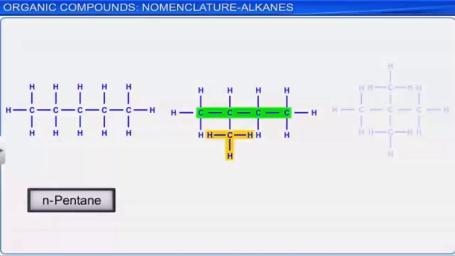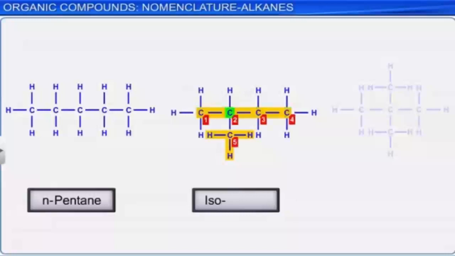If the carbon atom next to the terminal carbon having a methyl group as a branch is attached to a continuous carbon chain, then a prefix iso is given to the name of the alkane. For example, for the structure shown here, which consists of a branched chain and is a 5-carbon system, the name given is isopentane.